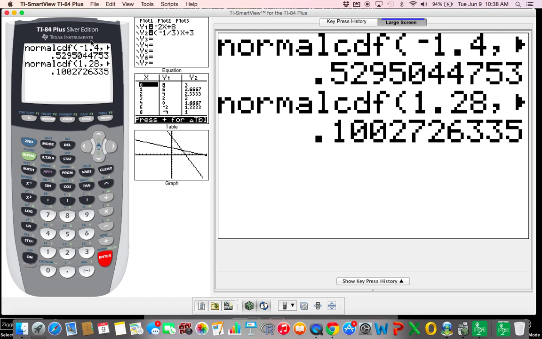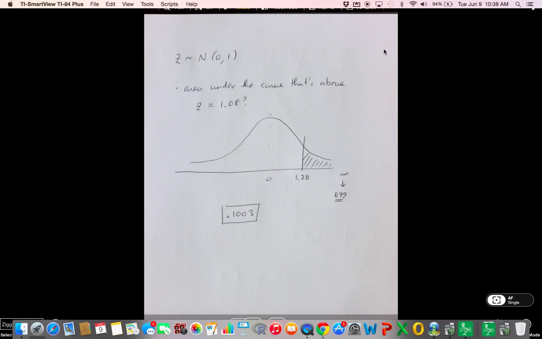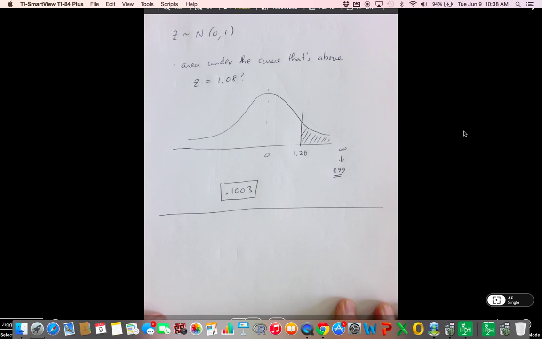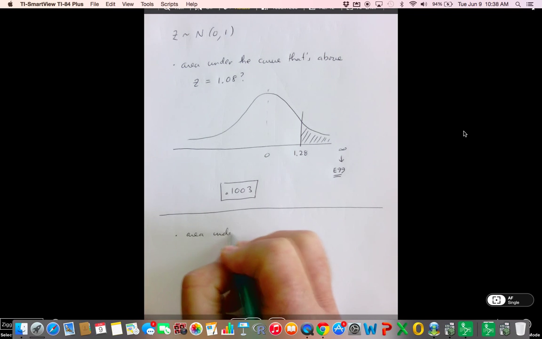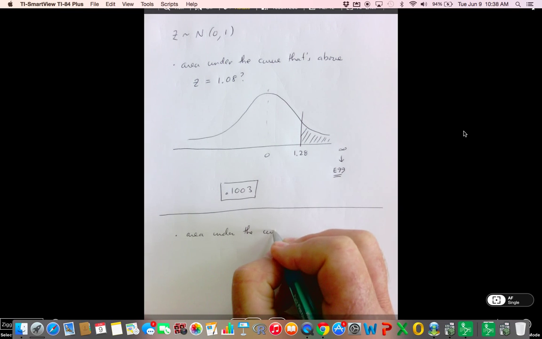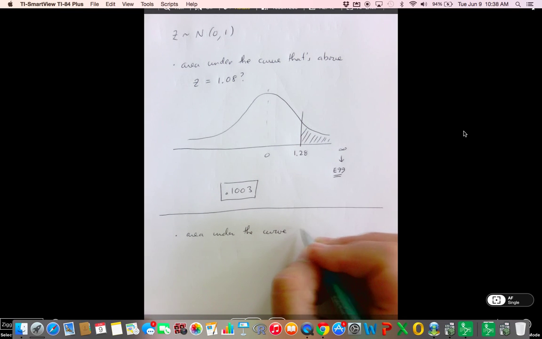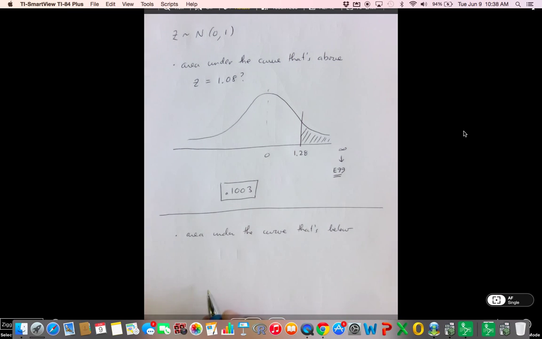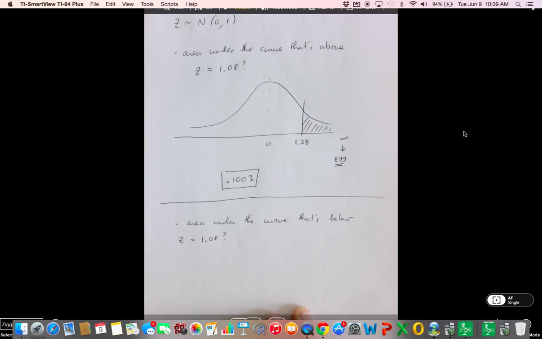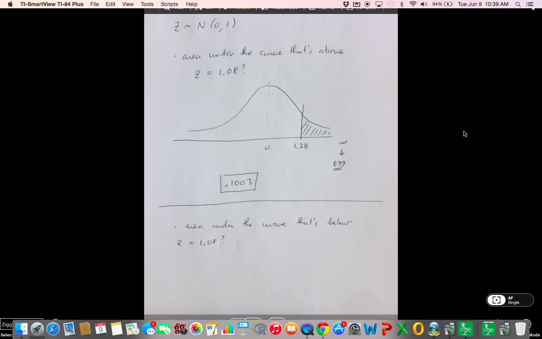All right, so what I've done is I've just gone over here and answered the question. Now, let's say we want to look at another problem. What's the area under the curve that's below 1.08? Well, you can work this one of two ways.